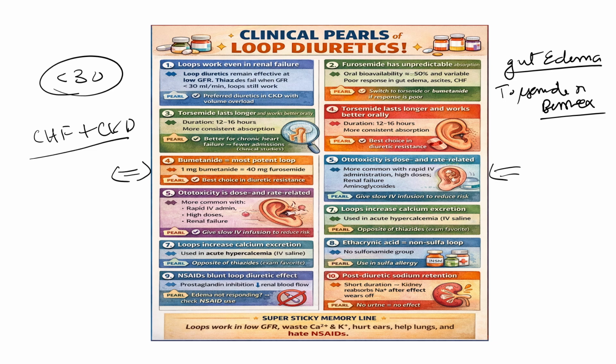Loop diuretics are useful to decrease calcium. So if someone has hypercalcemia, you can use loop diuretics to lower the calcium level. This effect is opposite to thiazide diuretics, which can cause hypercalcemia.